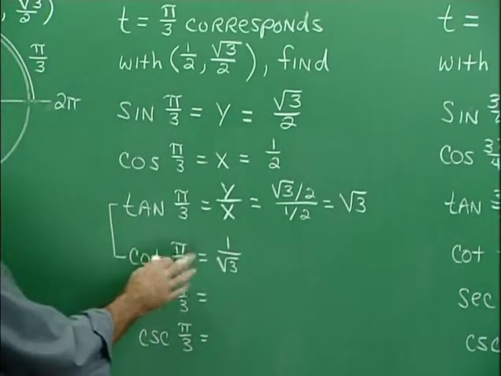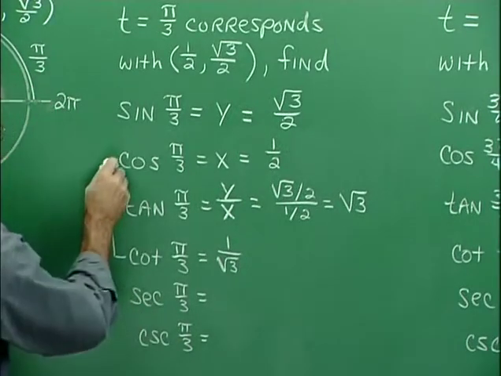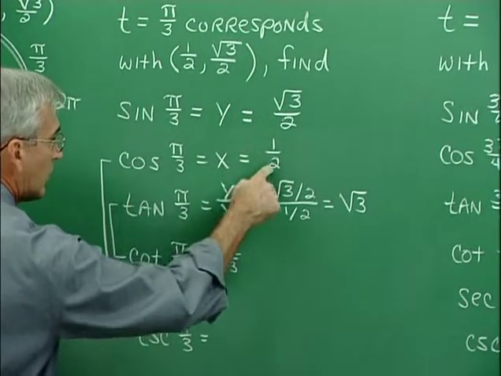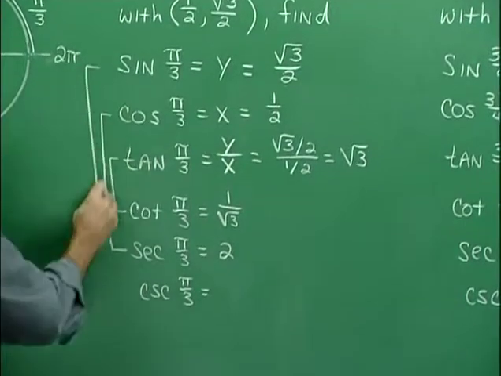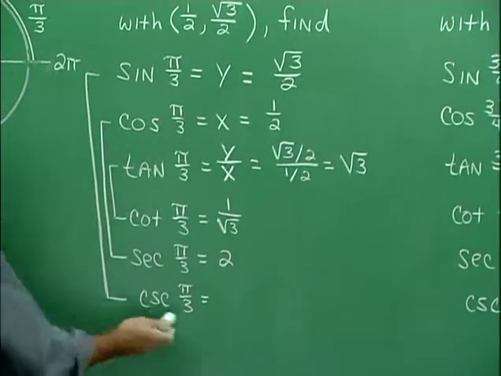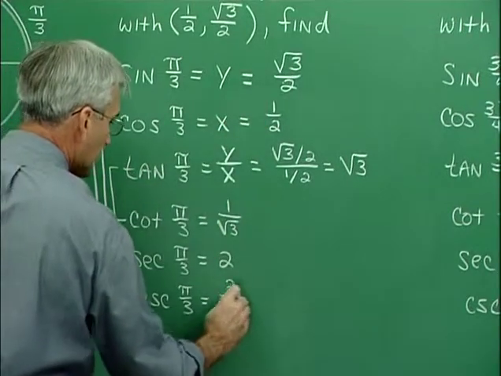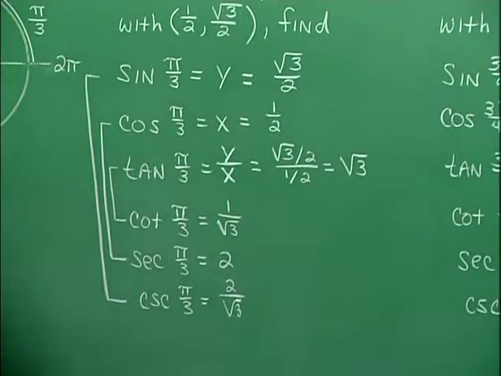I'm not going to right here, but we could. Then the secant of pi over 3 is the reciprocal of cosine, and so the reciprocal of 1/2 is 2. And then cosecant and sine are reciprocals of one another, and the reciprocal of the square root of 3 over 2 would be 2 over the square root of 3. And once again, we could go through the rationalization process if we wanted to.